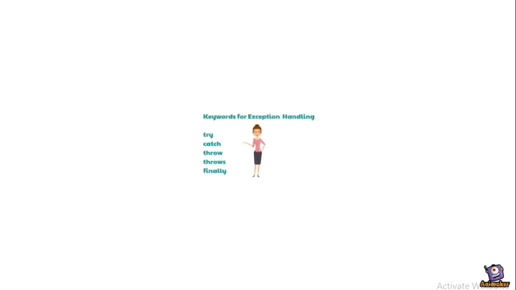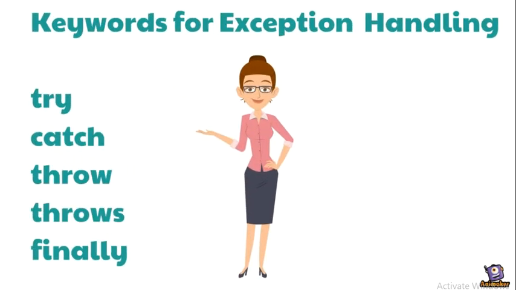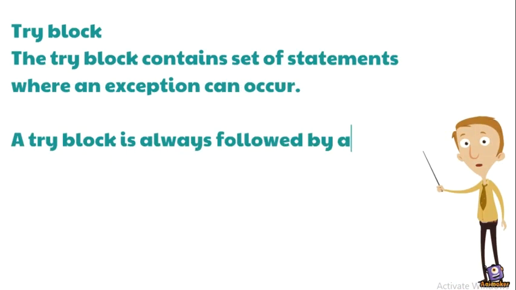Let us see how to handle exceptions in Java. There are 5 keywords that will help you in handling exceptions: try, catch, throw, throws, and finally. With these keywords, you can handle the exceptions in Java programming language. Let us now see how to create exception handling in case of Java. How to catch the exception.